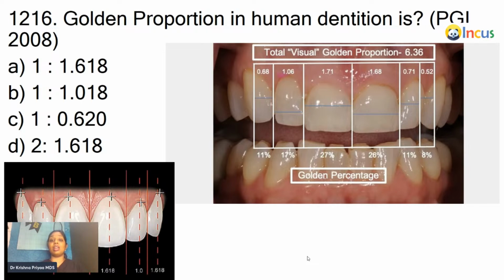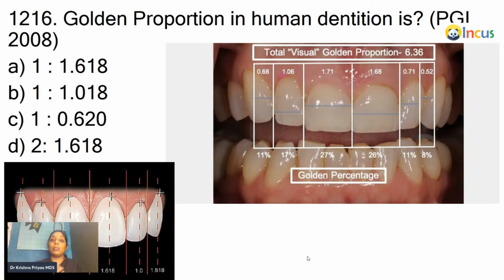So here you are seeing a lot of values, right? So just forget everything and remember only one such thing. It is always 1 is to 0.620. Okay, it doesn't mean the size of the tooth. It only means the visibility of the tooth when you see from the front. So whenever you see a person from the front, you appreciate the central incisor more than the lateral incisor, and the lateral incisor more than the canine, though the canine is bigger in size.